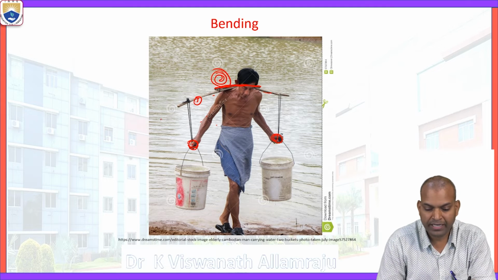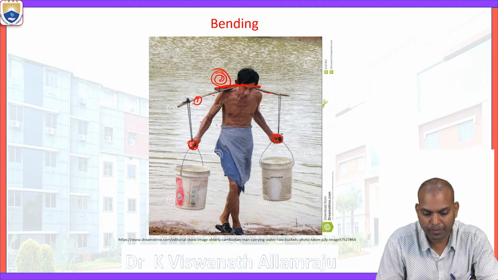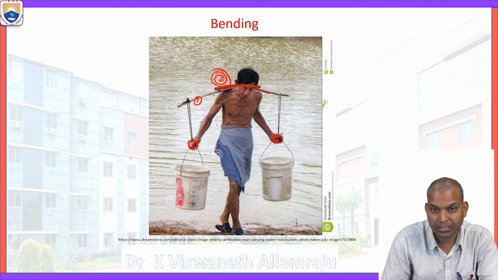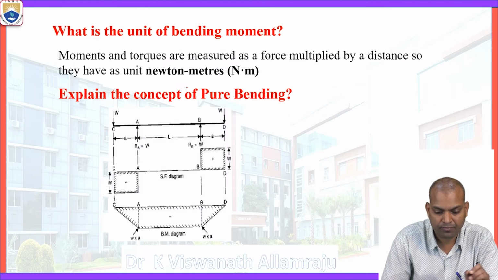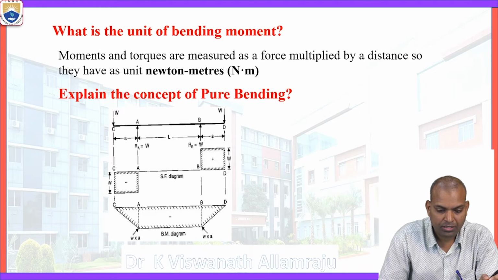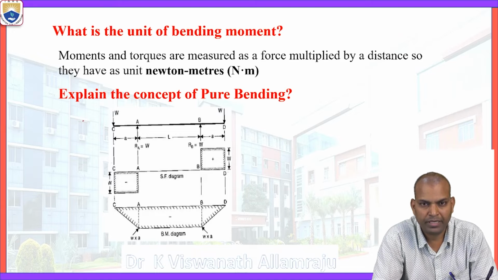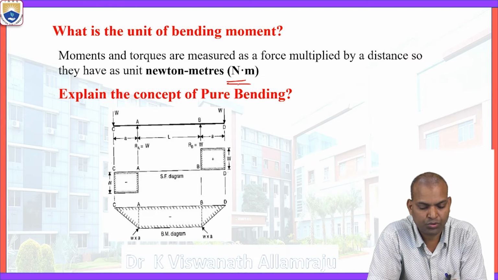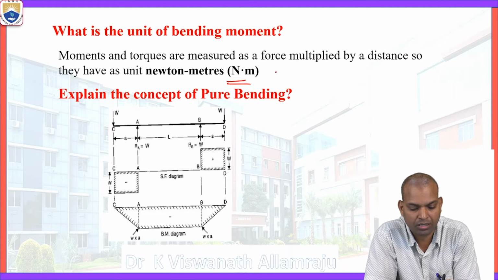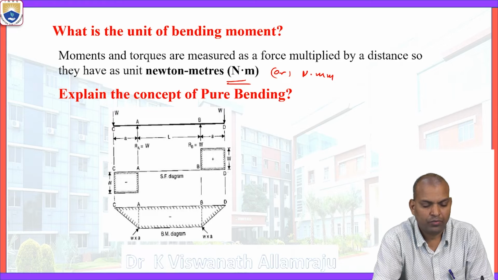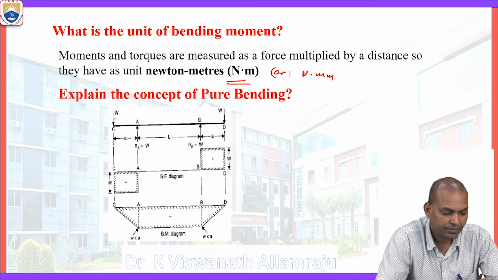Now that's how bending takes place. Because of this bending, the tensile and compressive stresses will be developed on the layers. Next, this is the pure bending concept. Here, what is the unit of the bending? The unit of the bending is Newton meters, or if the length is in millimeters, it is Newton millimeters. Now, what is the concept of pure bending?